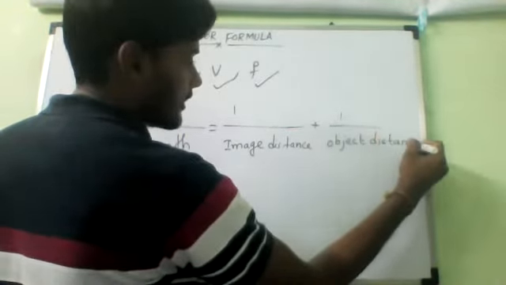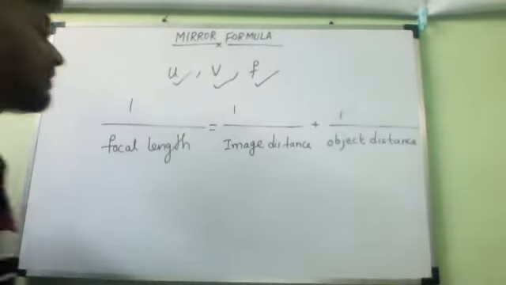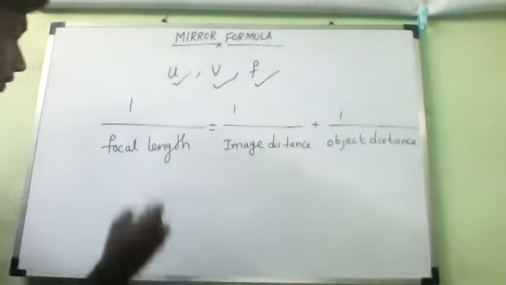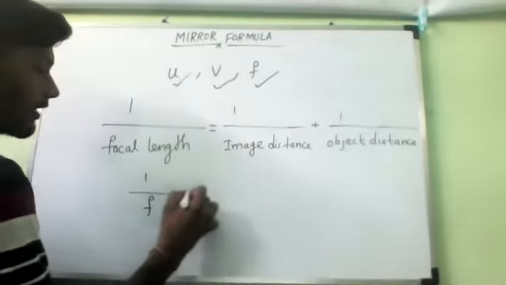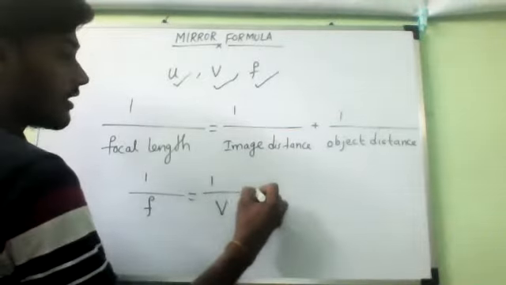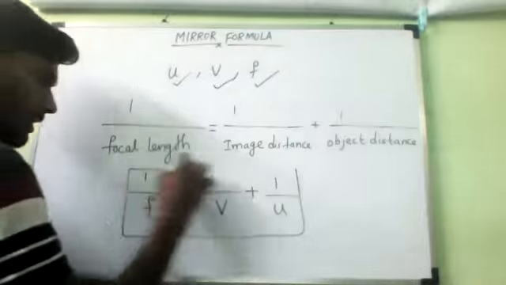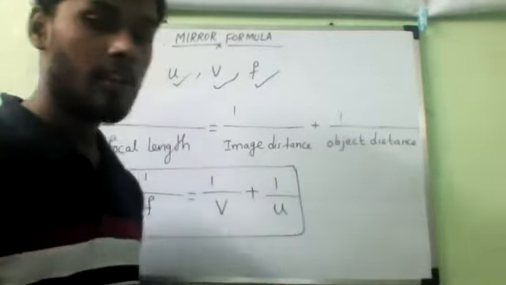1 by object distance. So this is the relationship between object distance, image distance, and focal length. If you modify it in terms of symbols, focal length is represented with a small f, image distance is represented with a v, and object distance is measured with a u. So this is the relationship between object distance, image distance, and focal length.